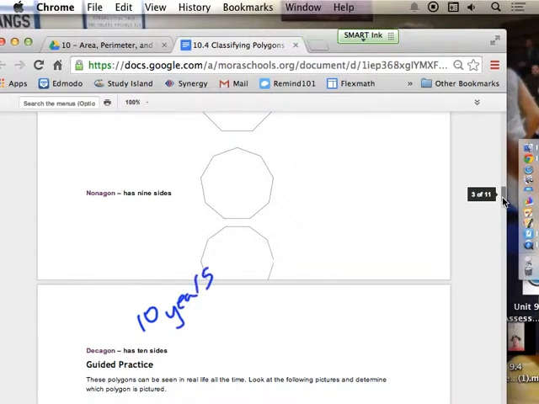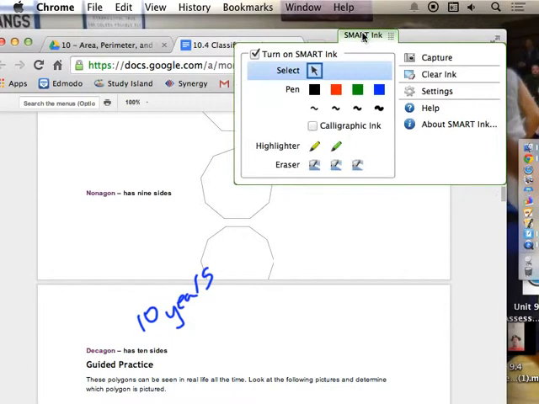All right, so if it's regular, all sides and angles are equal. If it is not regular, it's irregular. That means some sides or angles are bigger than others. All right.